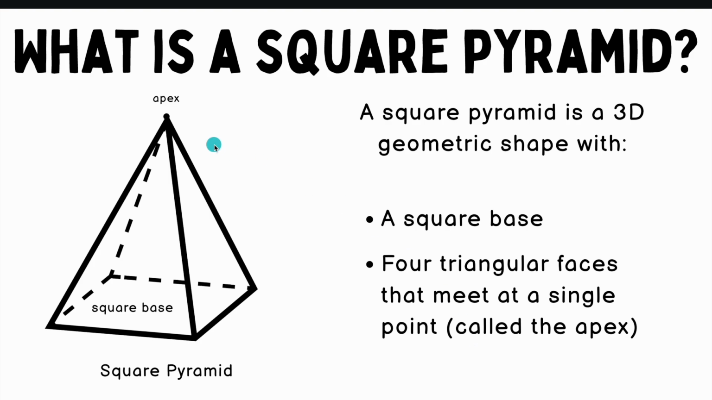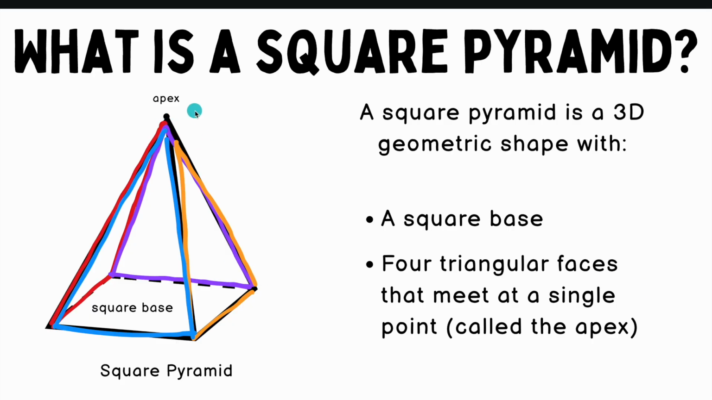Here we have the apex, and we have four triangular faces. Let's count them together. One triangular face, two triangular faces, three triangular faces, and four triangular faces that all meet at a single point called the apex.